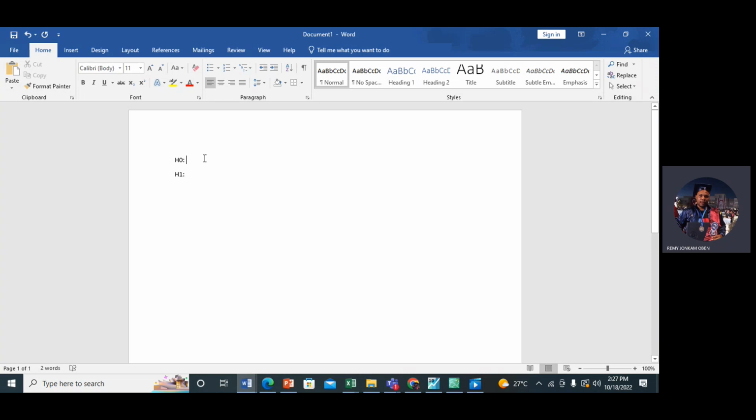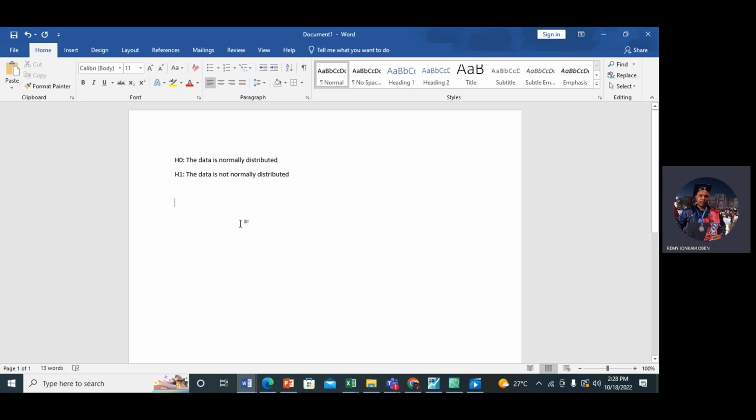Now, each statistical test has its own null hypothesis and its own alternative hypothesis. For the Jarque-Bera test, we use this test to test if the data is normally distributed or not. So for this test, the null hypothesis is that the data is normally distributed. The alternative hypothesis is that the data is not normally distributed.